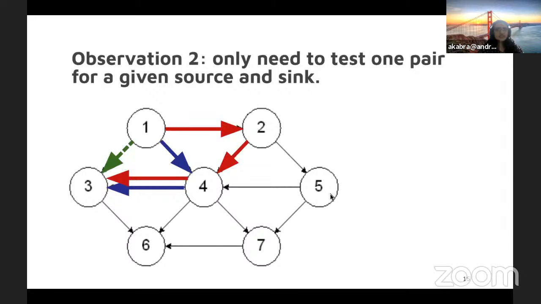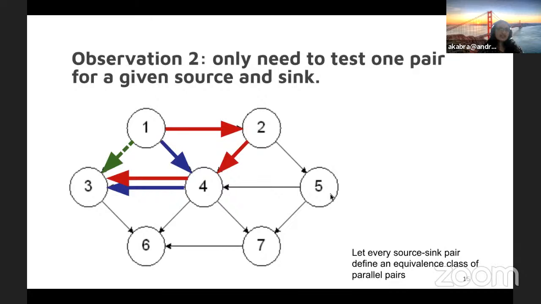Essentially, we can divide the output of the previous algorithm into equivalence classes of pairs, where a pair belongs to the same equivalence class if they have the same source and sink node, which is to say they're parallel to each other.